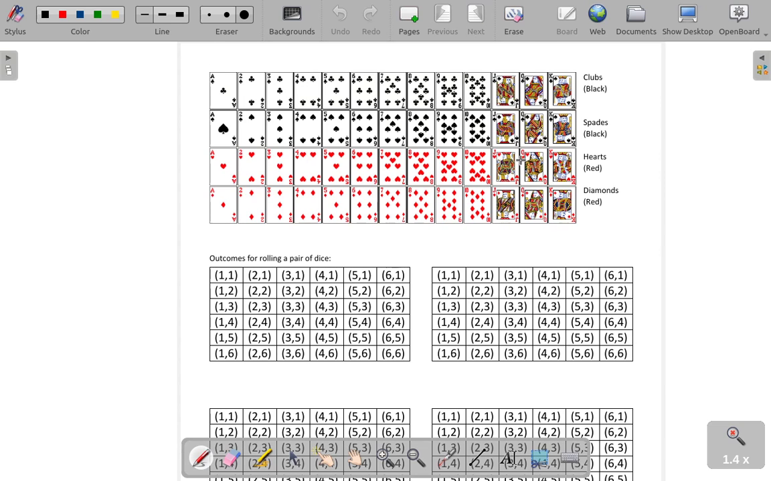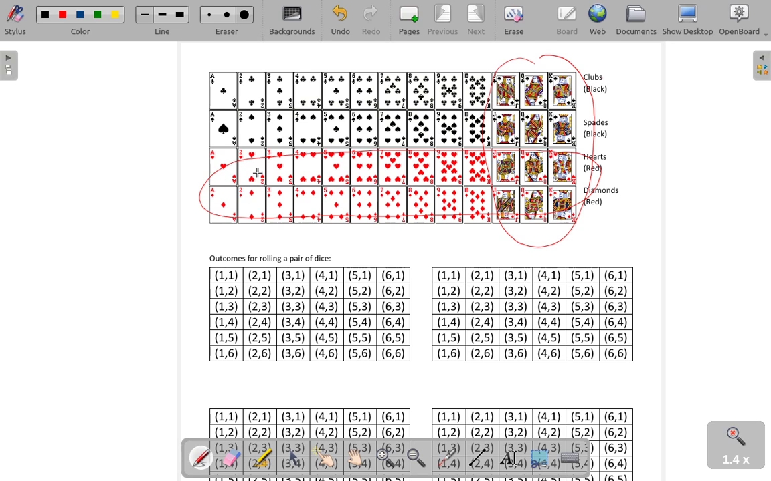The event that it's red means you're getting one of these cards. The event that it's a face card means that you're getting one of these cards. If you're talking about the probability that you're getting this one or both, what we're talking about is the union of these two events. And so I'm just going to use the union rule.